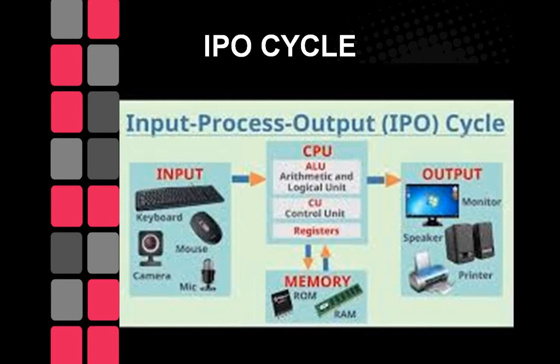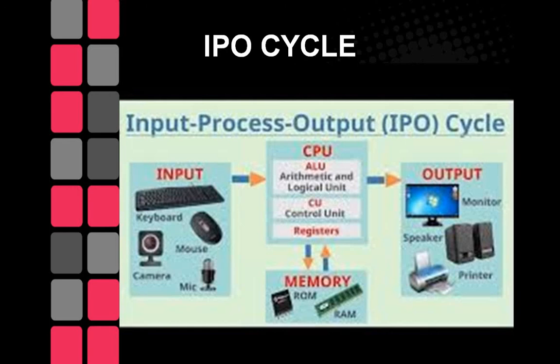The processing unit called CPU, whose full form is Central Processing Unit, is divided into three parts. ALU, that is Arithmetic and Logic Unit, which is responsible for doing arithmetical and logical operations. Another part is Control Unit. And the third one is Register, which is used to store your temporary data in it.